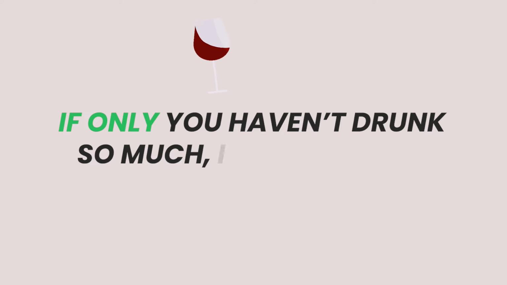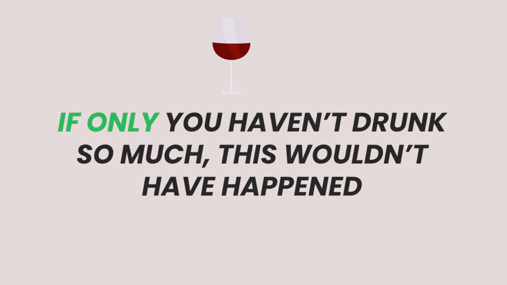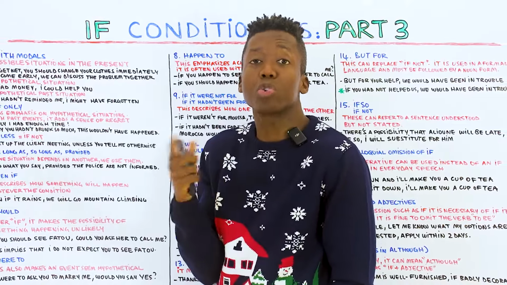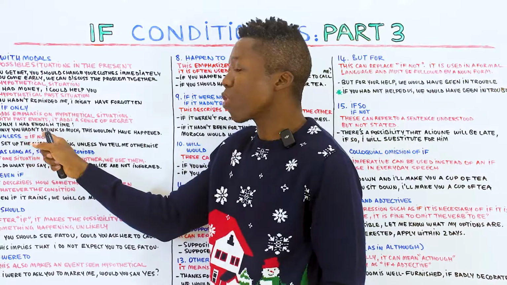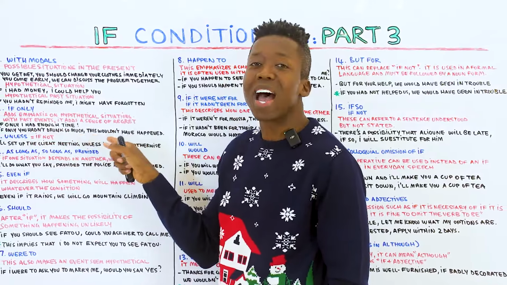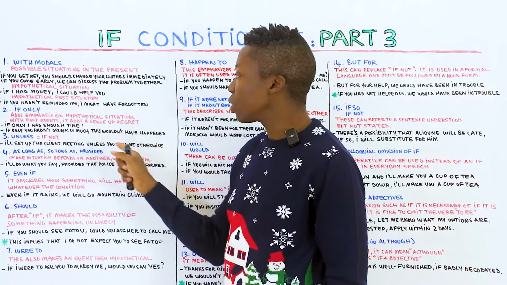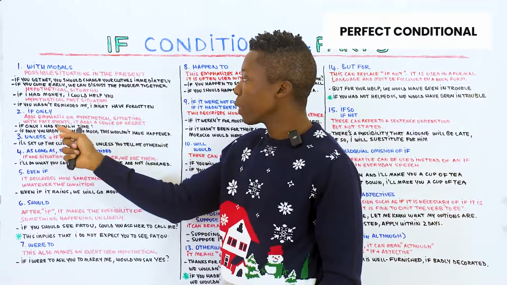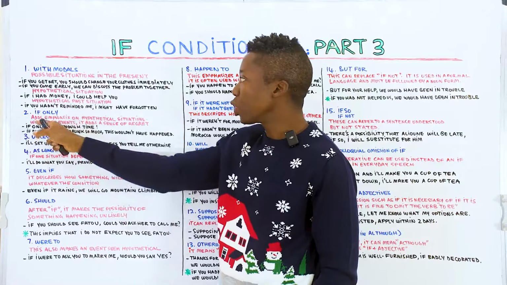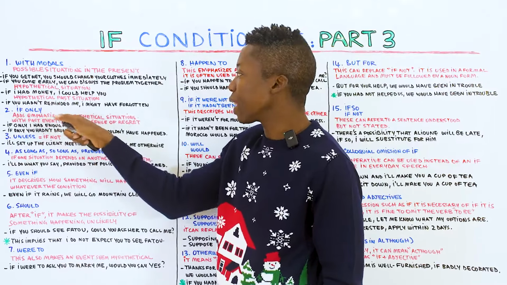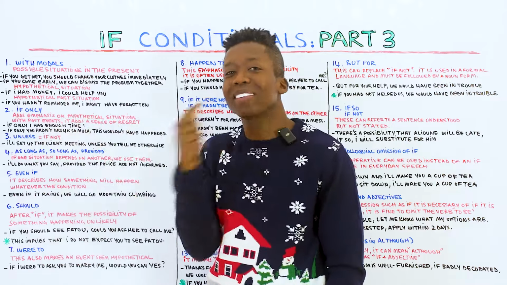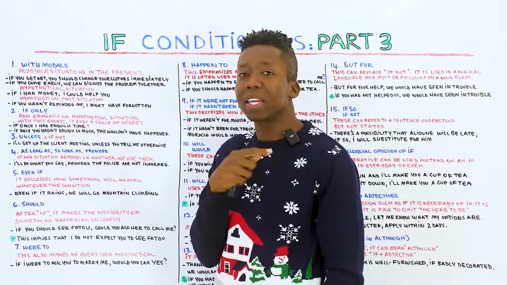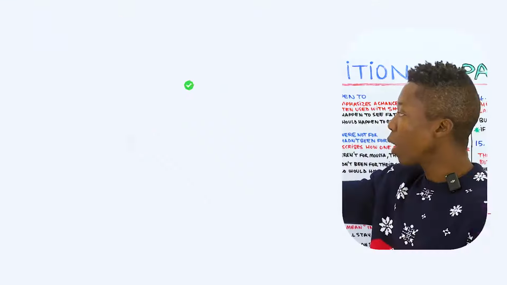All right, second example. If only you hadn't drunk so much, this would not have happened. Now, we're regretting that you drank too much. If you had not drunk so much, this would not, or wouldn't, have happened. This is the perfect conditional. We call this tense the perfect conditional. And this is the past perfect. So "if only" is emphasizing hypothetical situations with past events. You got drunk, this happened. Both clauses are in the past. Make sense?